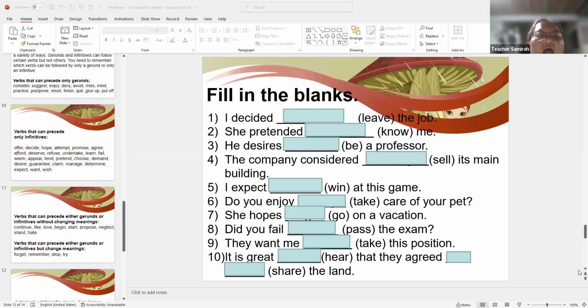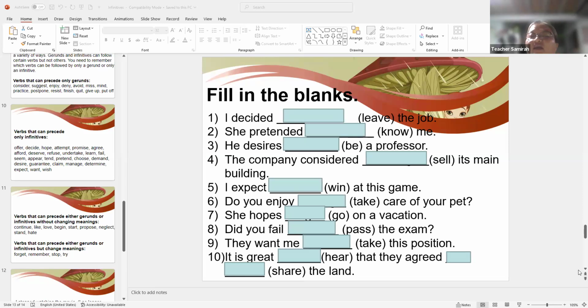Infinitive. So what will be our answer? He desires to be a professor. Very good. So the correct answer will be "to be." Okay, to be. If your answer is "to be," then check your answer.